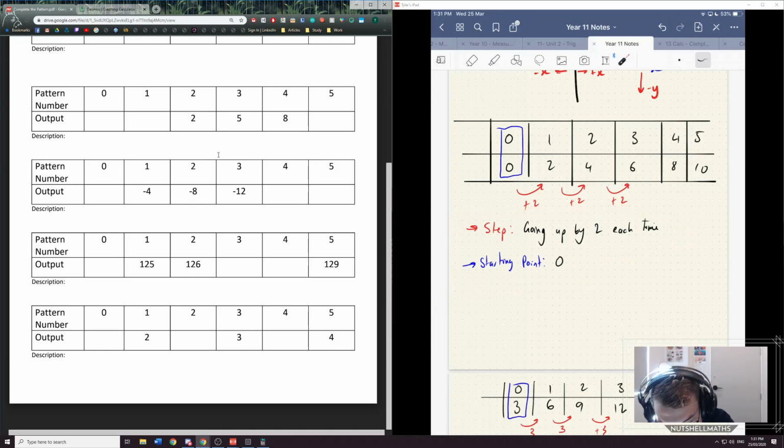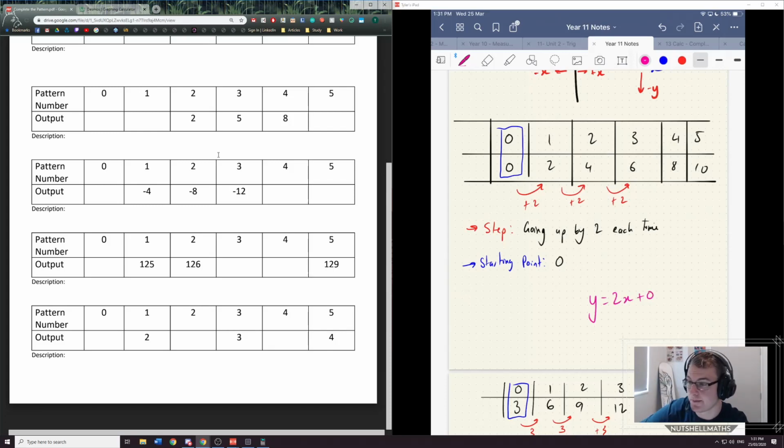We could instead just write an equation. Y equals, and our step is 2. We put this x in here, and our starting point is 0. And we've got 2x plus 0.